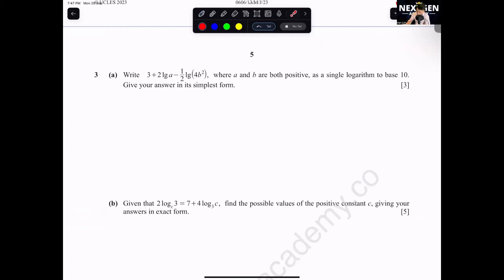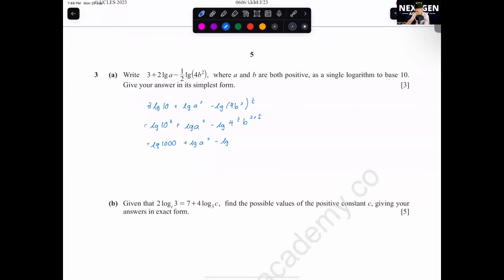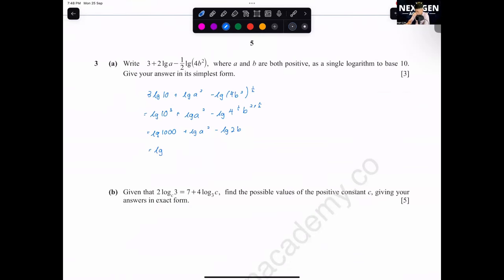Question 3a. Write this equation, where a and b are both positive, as a single logarithm to base 10. Write it in the simplest form. So change everything to log base 10 first. So 3 log 10 plus log a square minus log 4b square power 1 over 2. You got to use your power law here. Bring it all to the power. This one will be log a square minus log 4 power 1 over 2, b square power 1 over 2. Make sure you know how to do your indices. Open up the power. Minus log 2b. And here log 1000 a square over 2b. Simplify it. Log 500 a square over b.